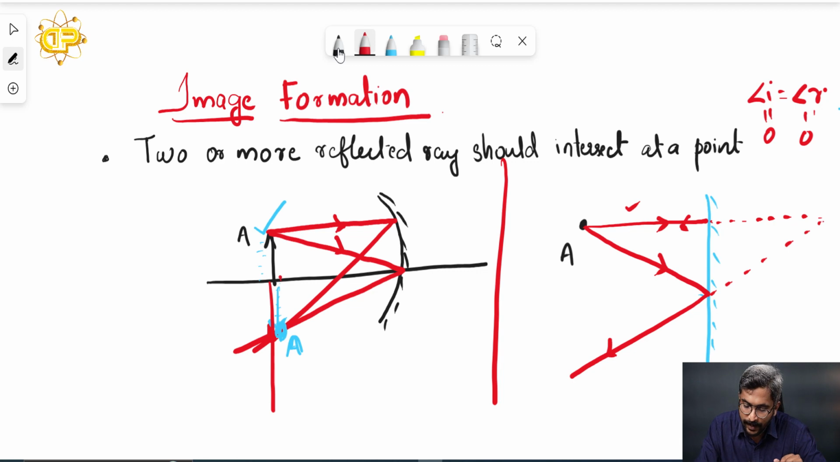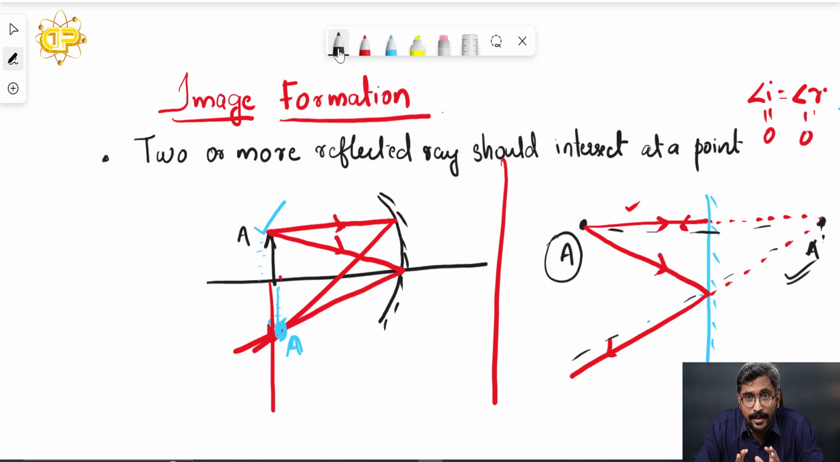So if I extrapolate these reflected rays, then I can say that this extended ray will meet at a point, this particular point. And it seems that from this point, these rays are moving out. So we can say virtually they intersect at this particular point A dash, right? So by the law of image formation, at this particular point, the image of A will be formed.